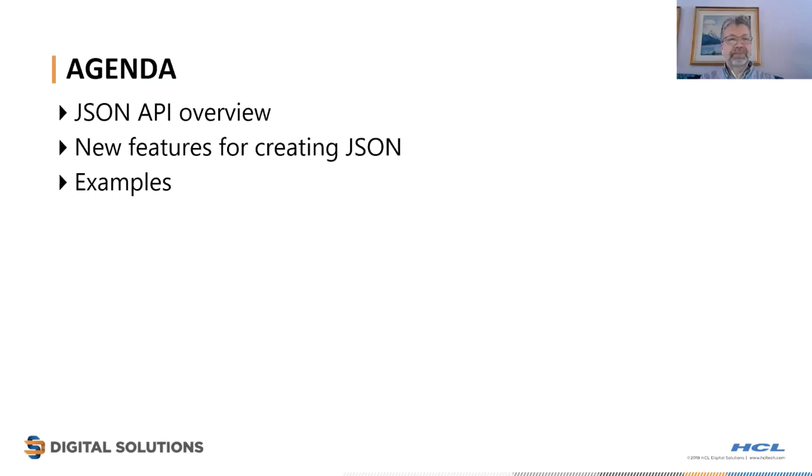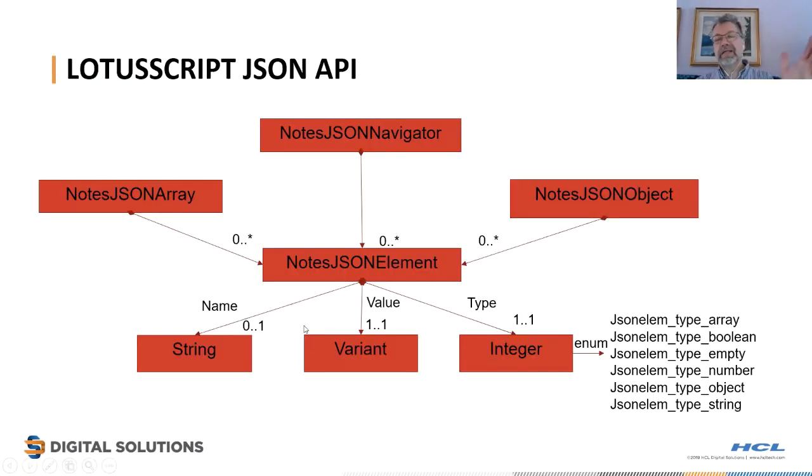getting this into LotusScript. So we're going to talk about, as an overview of the API, because you need to know how things work a little bit internally, so you know how to use it. And then I'm going to talk about the new features and the basic usage patterns. And most of this is going to be done via examples because there's not a lot of interesting things with slides.